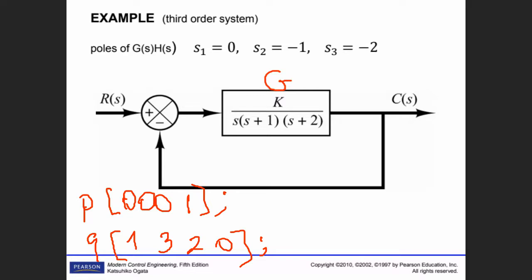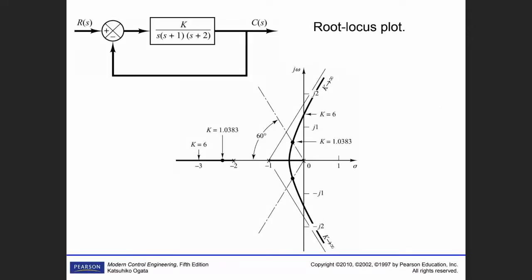Understand that one. Then you write system, then root locus, PQ. Look what it draws for you. It draws this curve. Draws that curve.